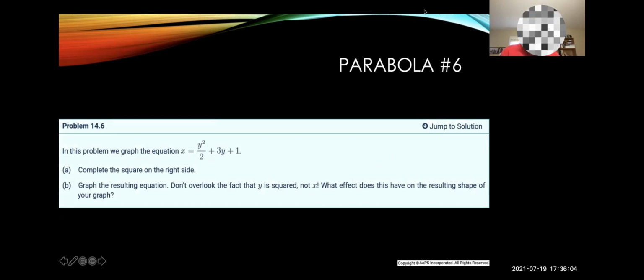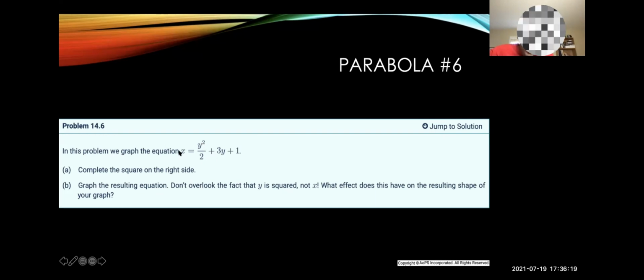So here is another parabola problem. You guys are going to be pretty much doing graphing for this whole session. So I want you to graph this one and then complete the square again like the last problem and graph it.